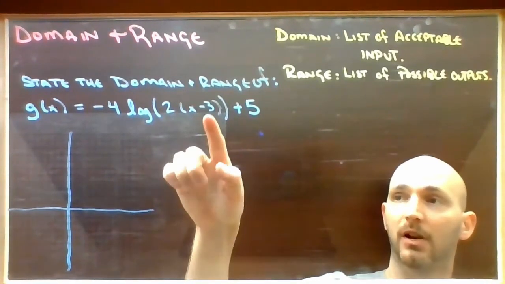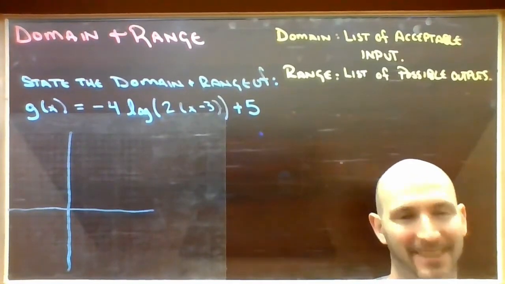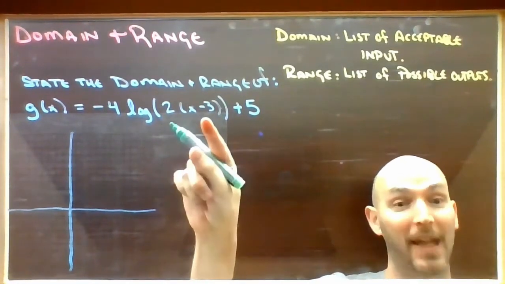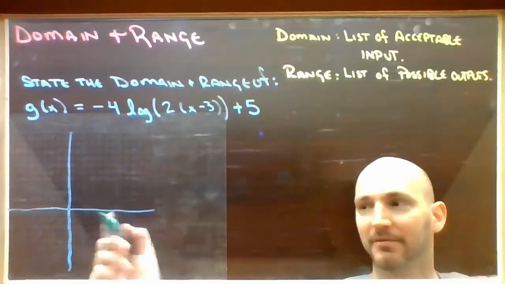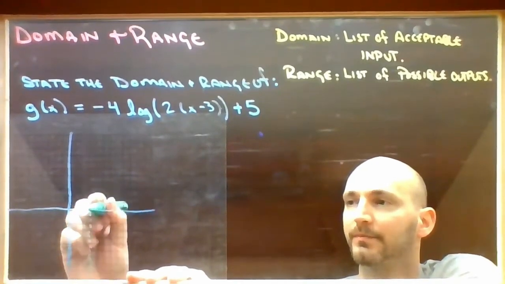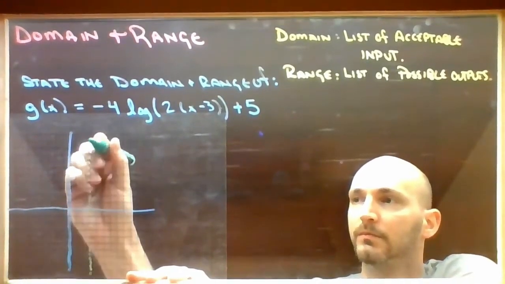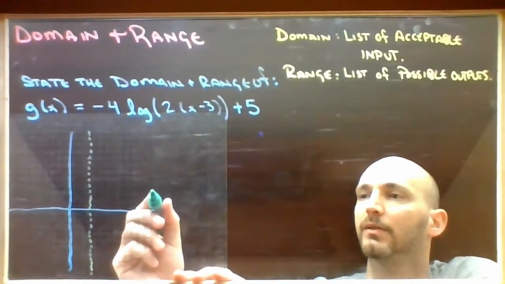And this particular logarithm has been moved 4 to the right and up 5. That's a 3. So it's moved 3 to the right and up 5. Three, 4, what's the difference? 2, 3, 4, 5.